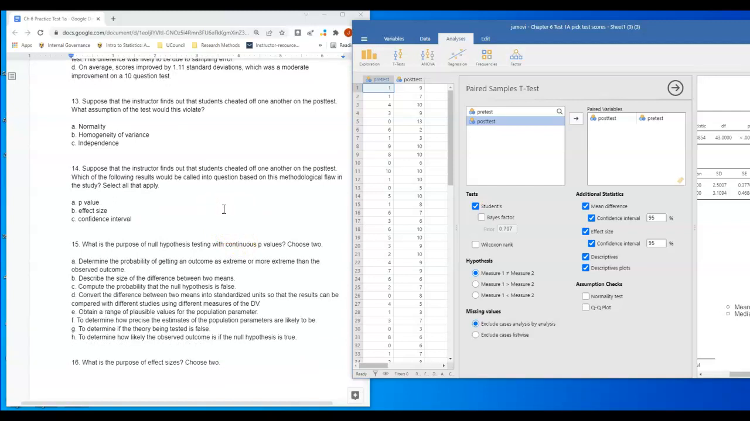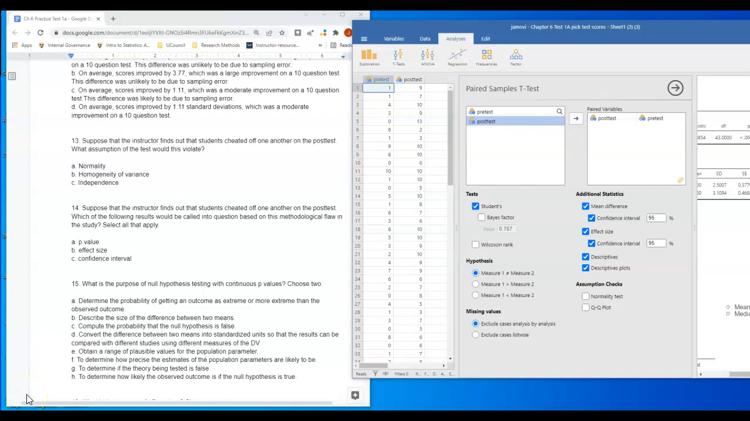All right, next, which of the following would be called into question based on this methodological flaw in the study? So select everything that would apply. Okay. So if the assumption is violated, you should be concerned about all of your statistical results. The p-value, effect size, and confidence intervals may all be affected, and you should be cautious in interpreting results when an assumption is violated.